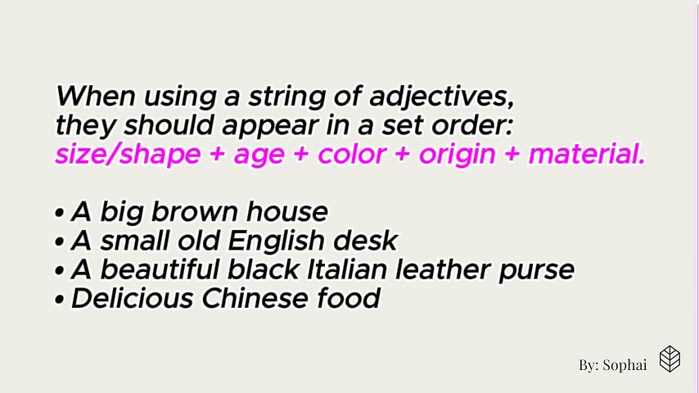When using a string of adjectives, they should appear in a set order: size, shape plus age plus color plus origin plus material. A big brown house, a small old English desk. A beautiful black Italian leather purse, delicious Chinese food.